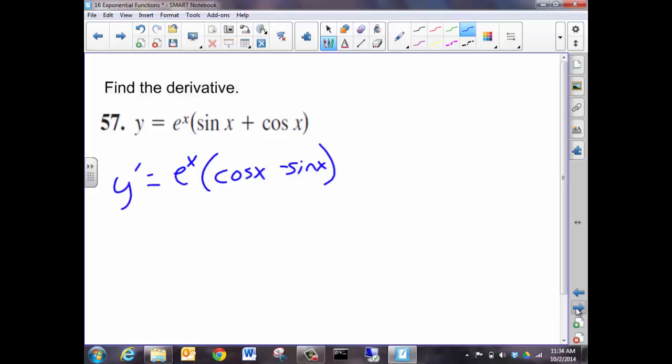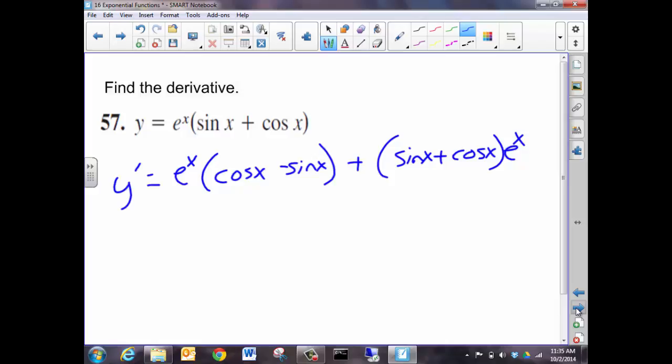First times the derivative of sine. Derivative of sine is cosine, derivative of cosine is minus sine, plus second times the derivative of the first. Wow. That answer's not on a multiple guess. Yeah, Kelsey said I didn't think so. So what are we going to do now? Let's distribute, all right?